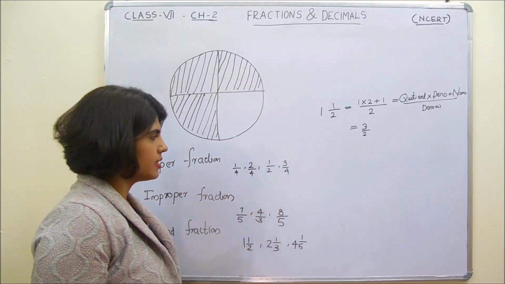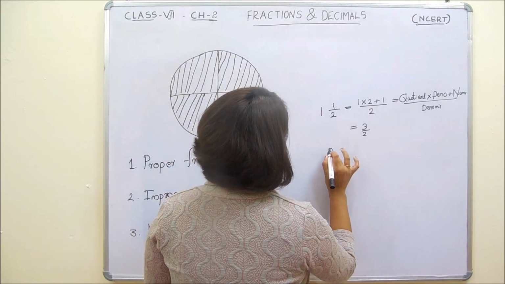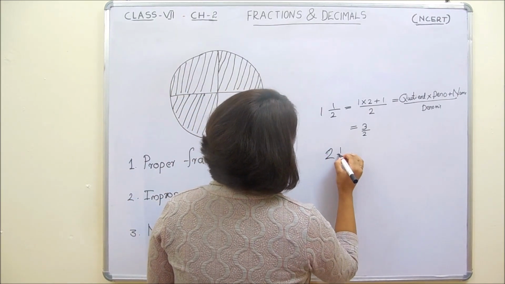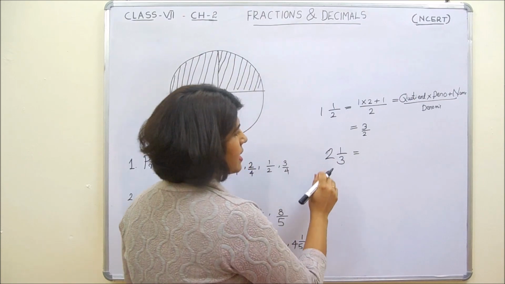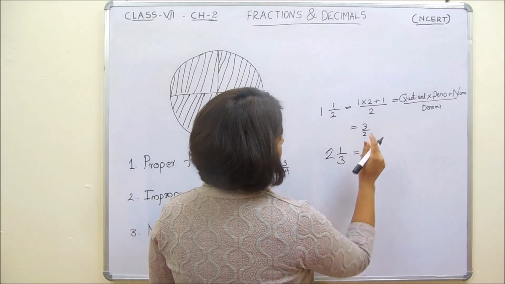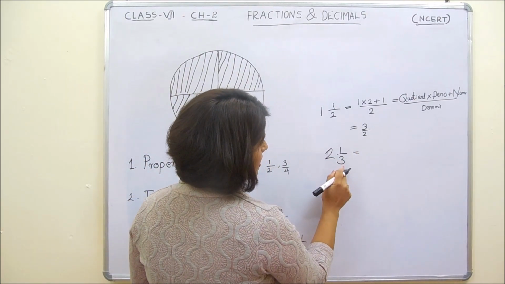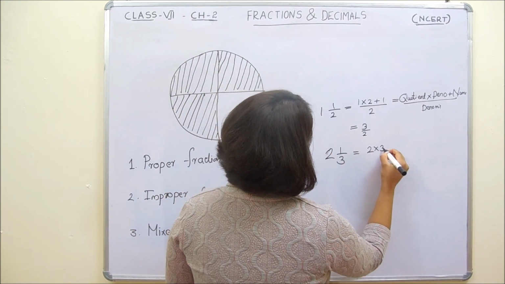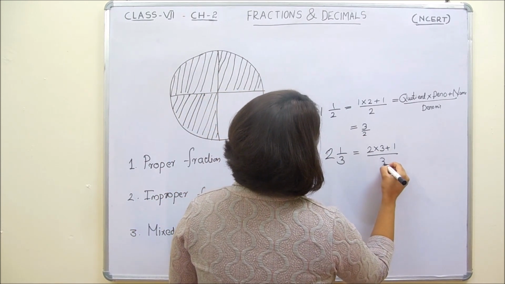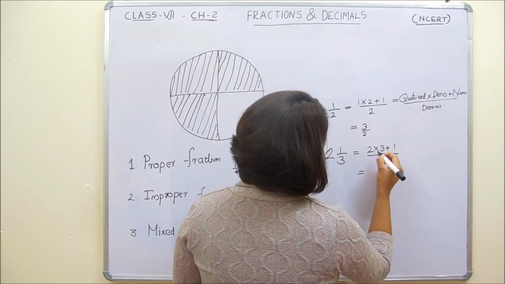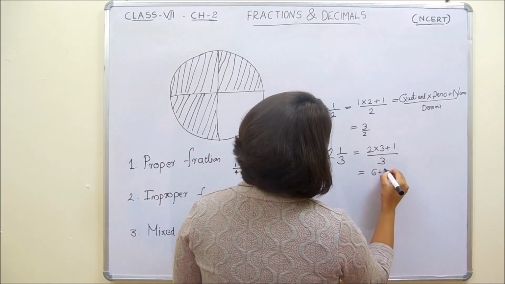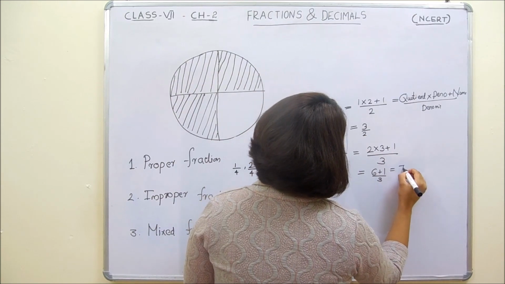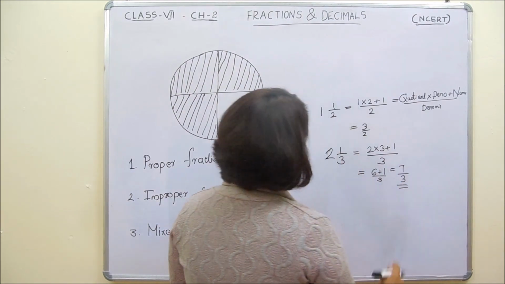If we are considering the other example, 2 1/3, we can write it as 2 into 3, that is quotient into denominator, plus 1. 2 into 3 plus 1, divided by 3, which is equal to 6 plus 1 divided by 3, that is 7 by 3.